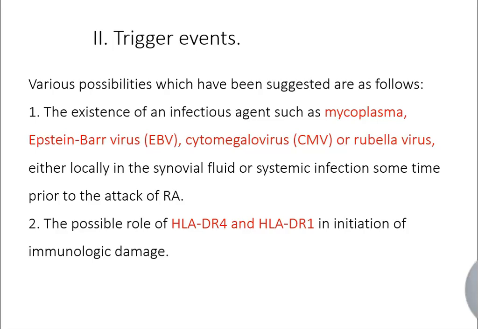As I said, in a rheumatoid arthritis problem, there are two phases. One is the immunological derangement. The second one is the triggering events. So the triggering events, as I said, some stimuli, maybe any infection or anything, may activate the process. That may act as a triggering factor, particularly infections like mycoplasma, Epstein-Barr virus, cytomegalovirus, or rubella virus. All these things will activate the process in the synovial fluid, and because of these we'll see the initiation of the autoimmune reactions.